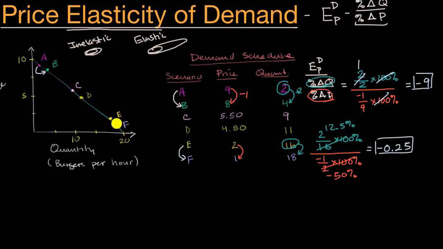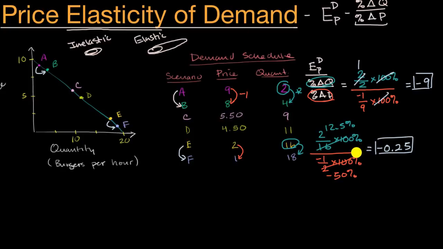When you go to the other end of our curve and you go from E to F, it's the other way around. Your price starting point is low. So your percent change in price, when you decrease price by 1, it looks like a fairly large magnitude, while your percent change in quantity when you go from E to F, because you are already at a quantity of 16, adding 2 to that is not that large of a percentage.